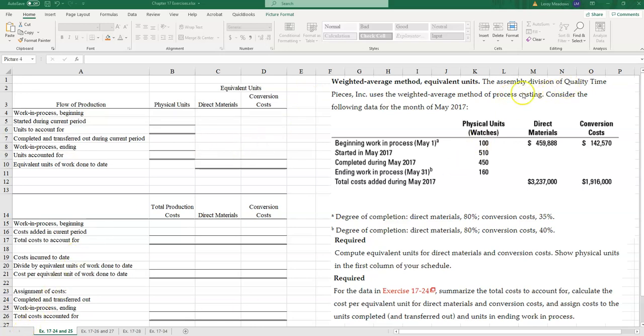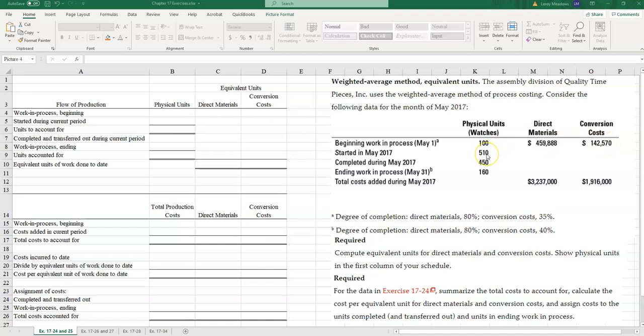The Assembly Division of Quality Timepieces Incorporated uses the weighted average method for process costing. Consider the following data for the month of May 2017. In our beginning work in process inventory, 100 units. For those 100 units, we have direct materials invested in them of $459,888 and conversion costs of $142,570.